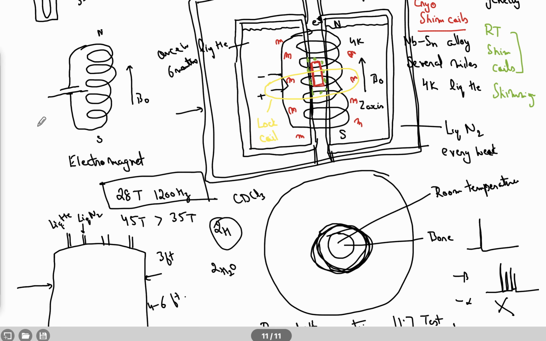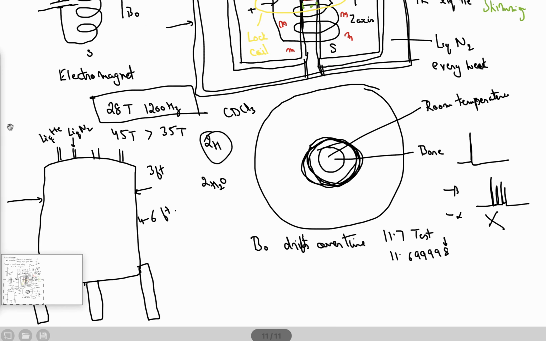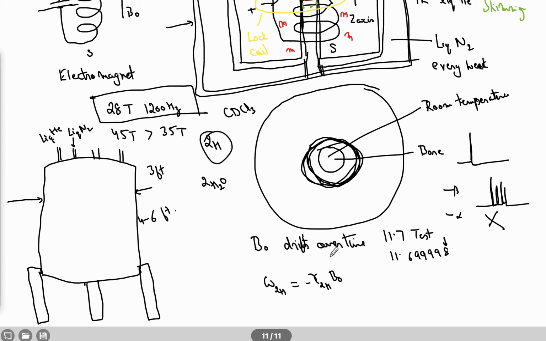So what I mean is, omega of 2H is equal to gamma of 2H into B0, right? Now if B0 drifts, omega will drift, and the spectrometer will get to know. This is an automated mechanism. The spectrometer will get to know that the frequency of the deuterium is getting shifted, and it will supply current to increase or decrease B0, and this process is called field frequency lock.